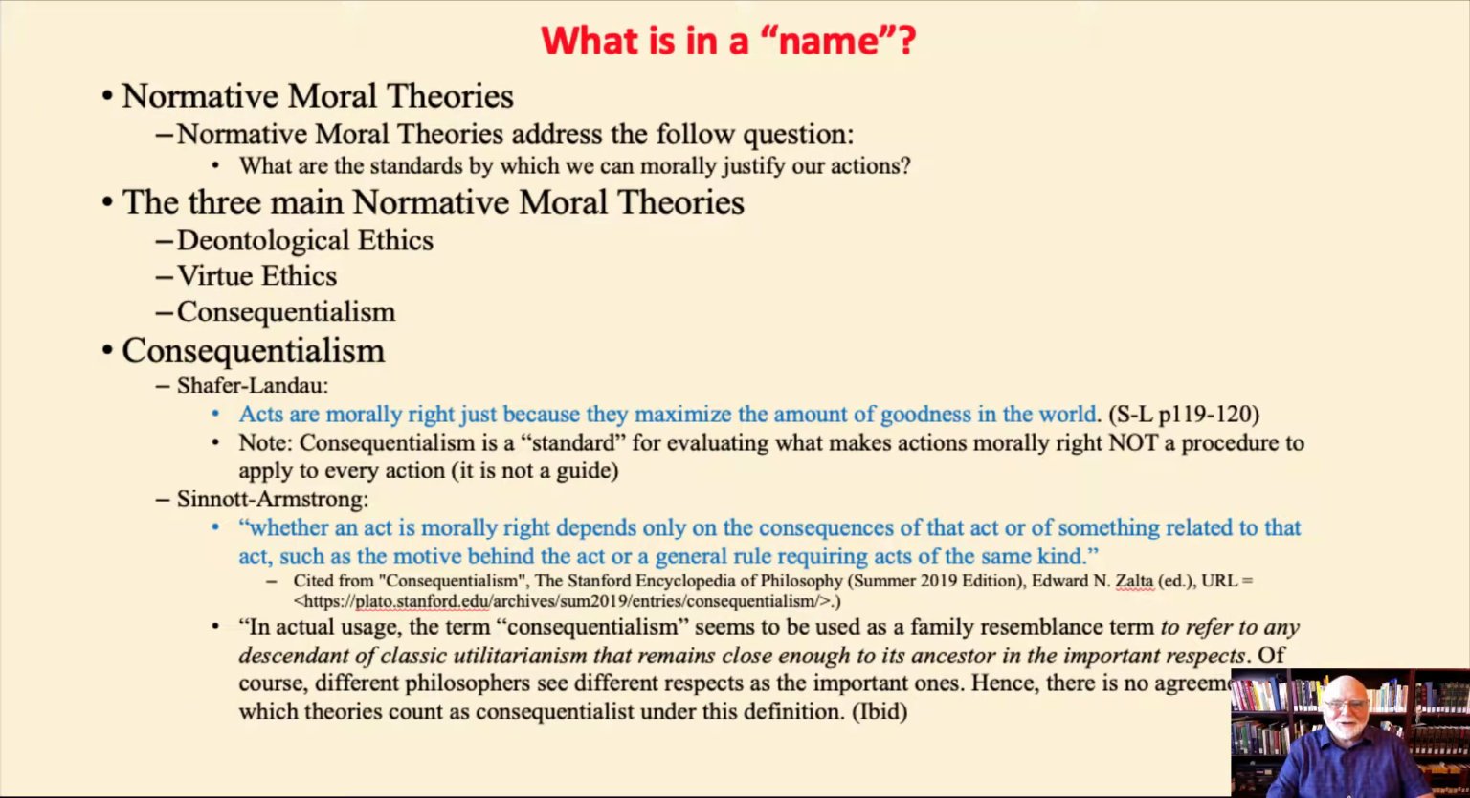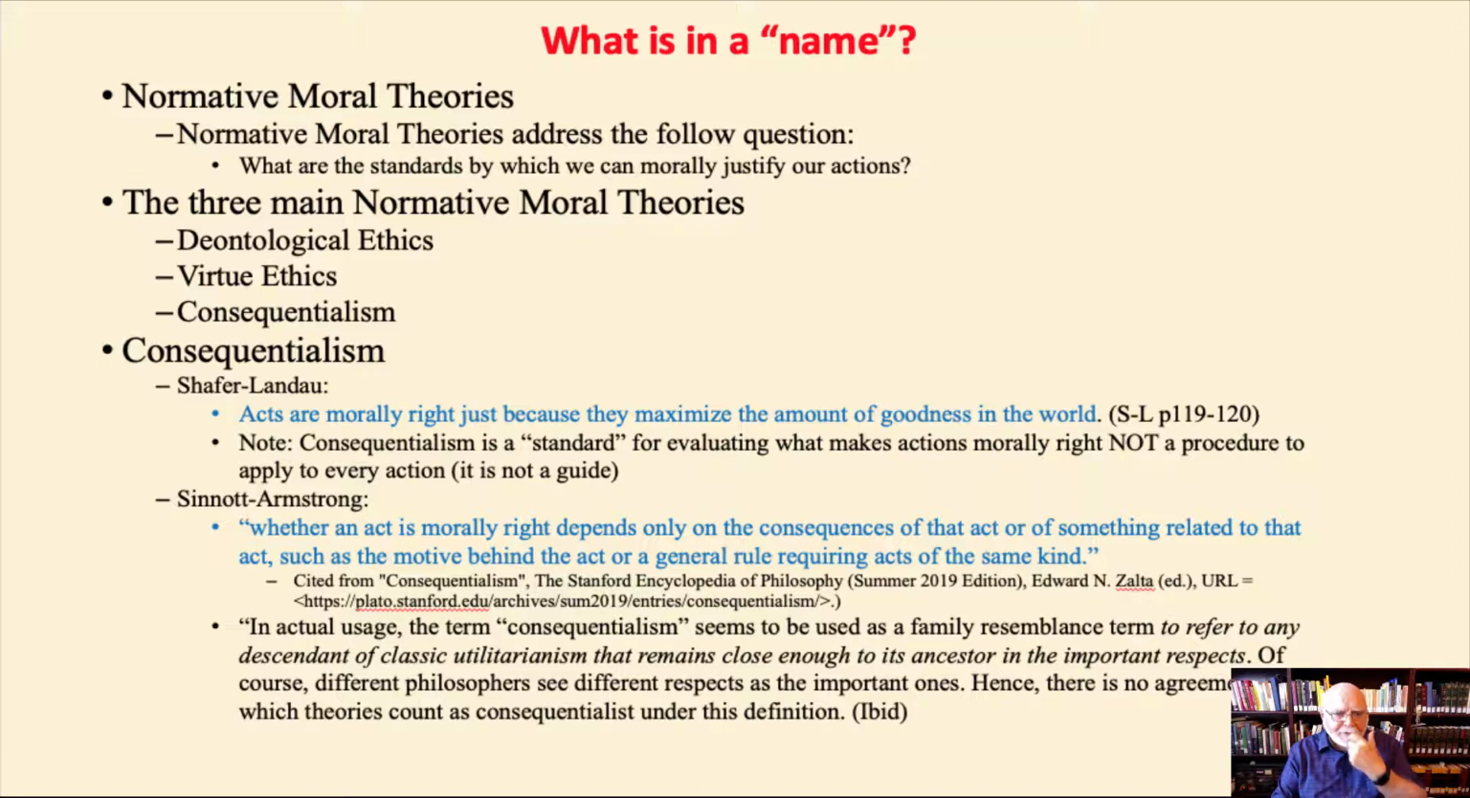So let's turn our attention to what's in a name. Normative moral theories. These are moral theories, as we reflected earlier in this course, which establish theories about the justification for moral actions. They establish standards for making right and wrong choices. And there are three main theories involved: deontological ethics, virtue ethics, and consequentialism.